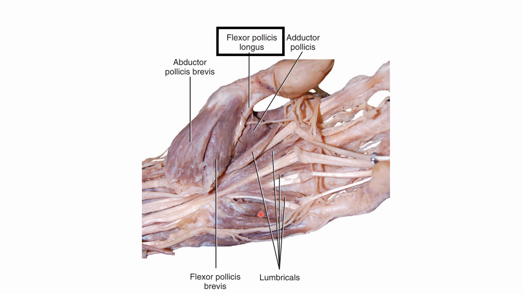So most of the muscles are supplied by the deep branch of the ulnar nerve, except the three thenar muscles and the first and second lumbricals. So that is about the muscles of the hand.